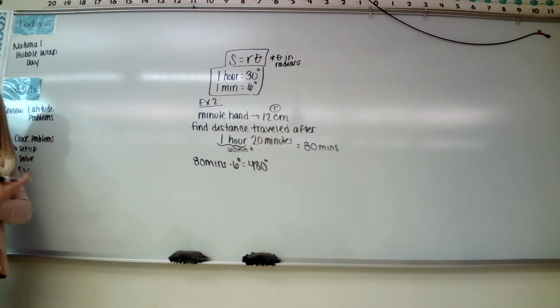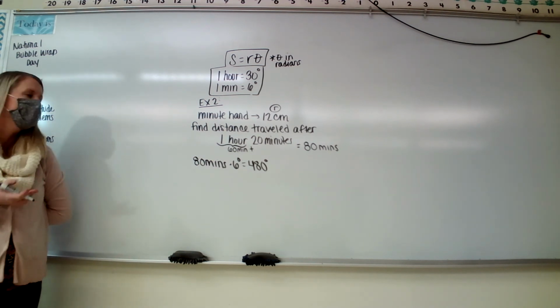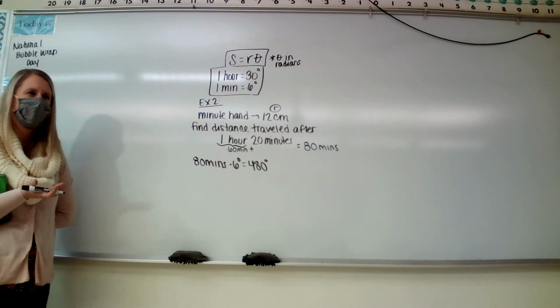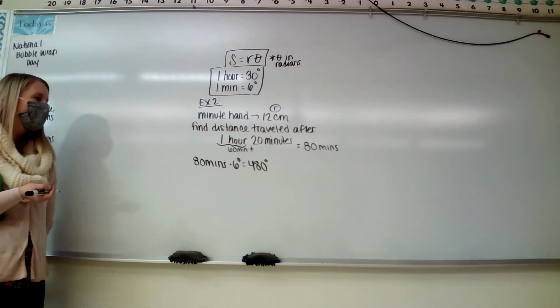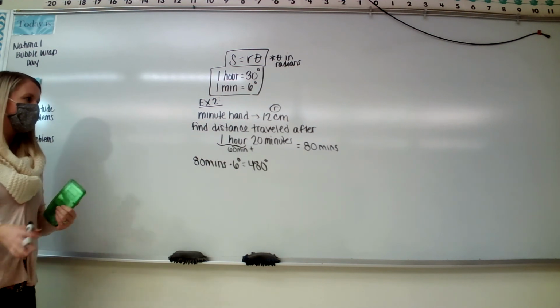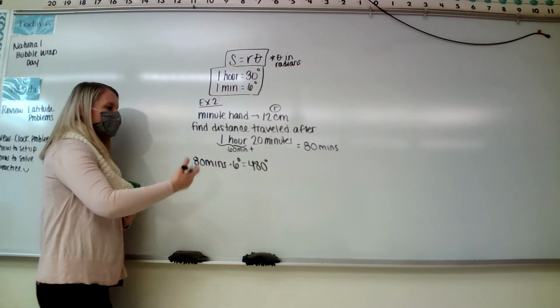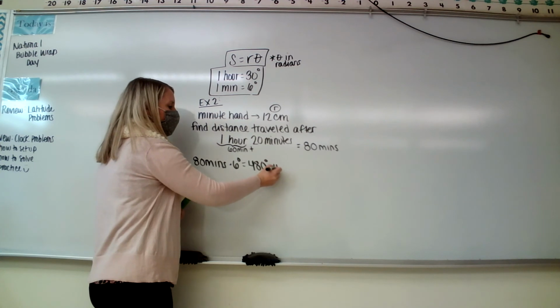So that's the first part that you're always doing. You actually have to find an angle. Just saying 80 minutes doesn't really tell you anything. Okay, so we have an angle, exciting stuff. For part B, it says convert this to radians. So I'm going to multiply by pi over 180.